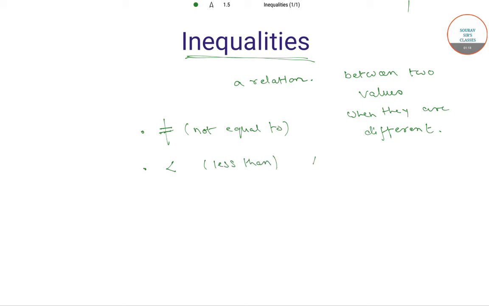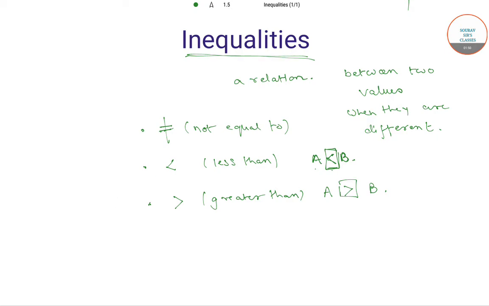So if there is this notation between A and B, it says that A is less than B. Similarly, this is greater than. So if A is this notation B, we say that A is greater than B.